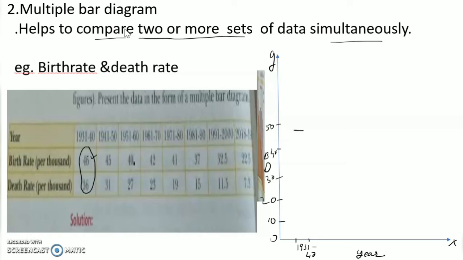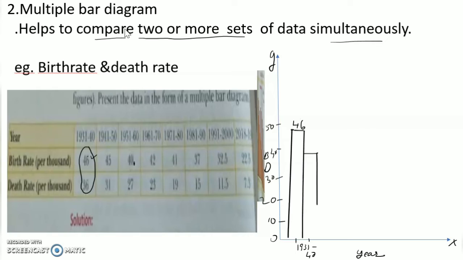Then I have to draw like this. It's difficult to draw in the computer like this. Hope you will understand. After that we have to write here 46, and the other value, how much is the death rate? That is 36. Where is 36? It will come at 30, 35, 36 here. There should not be any gap. These are two adjacent bars we are drawing.